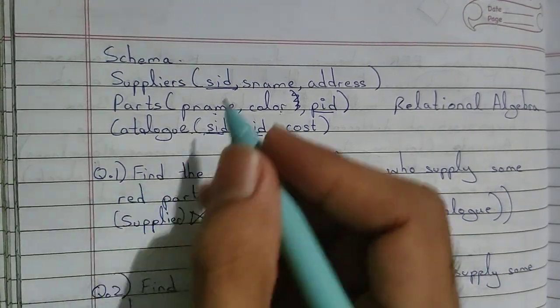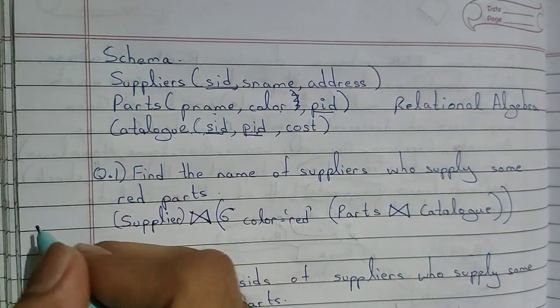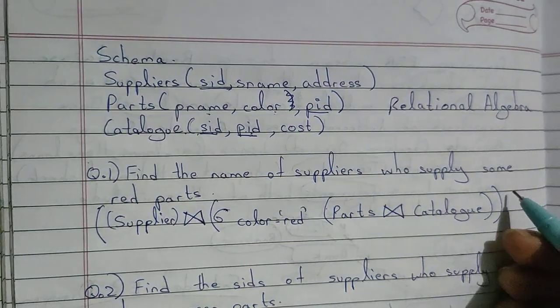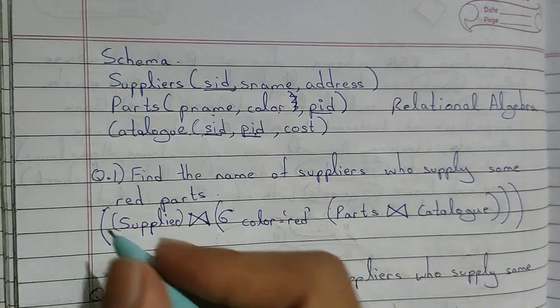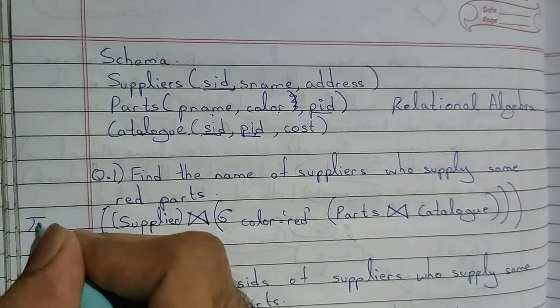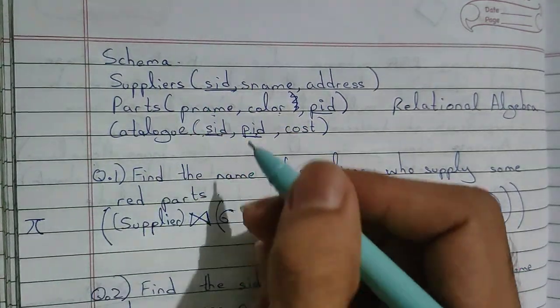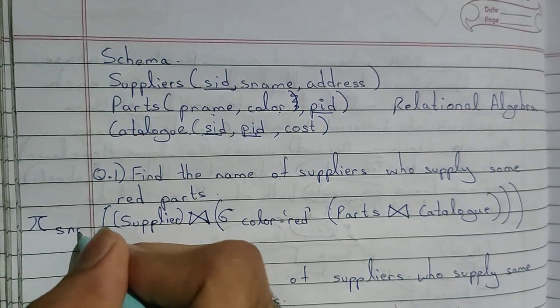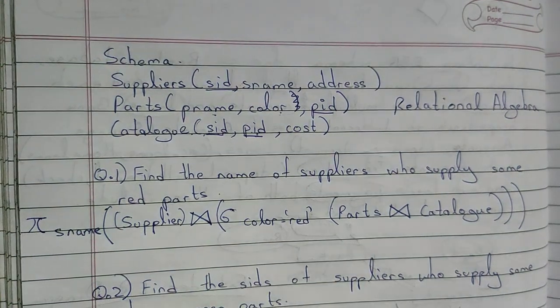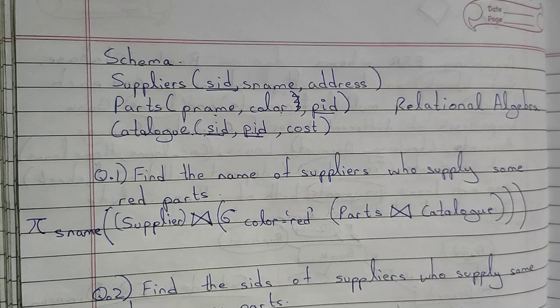And now lastly, we need the names. So for the names, we can use the projection operator, and that will go on this entire relation. So projection, and we need only the supplier name, so S name. So yeah, this was the first query.